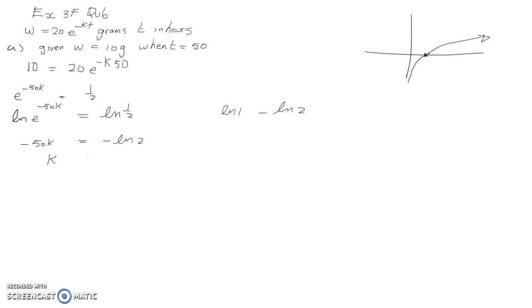Divide both sides by a negative 50. We're going to get ln 2 divided by 50 for our value of k. So I've just calculated k to be approximately 0.0139 because when I reread the question it's not asking for exact values.